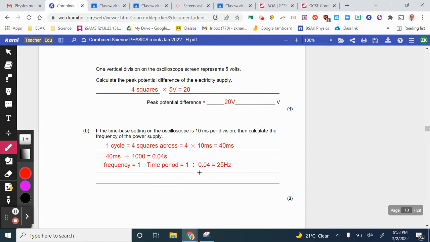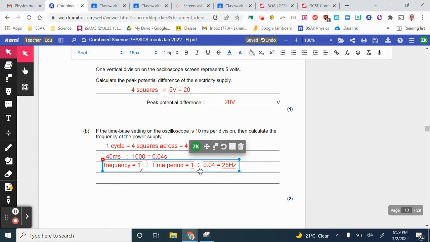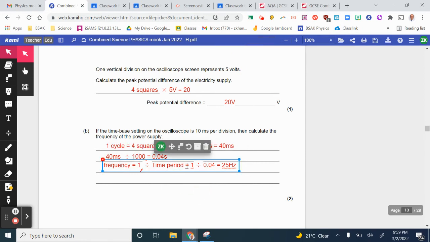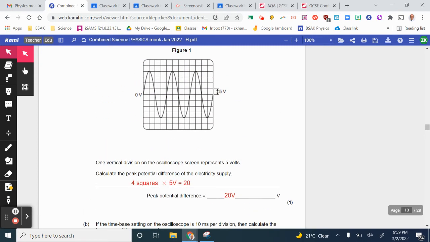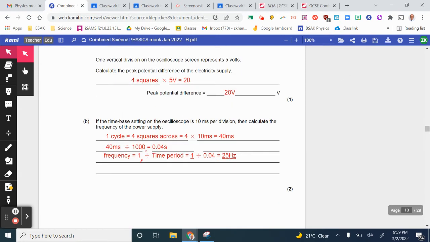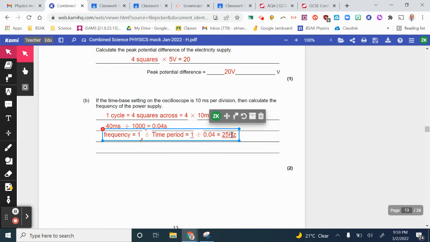And we know that the frequency is 1 divided by the time period. So we put a divide sign here. So 1 divided by the time period, 1 divided by 0.04 seconds, and that is 25 hertz. So the formula which we need is frequency is 1 over time period. From the oscilloscope display, we get the time period and then put it into the formula and get the relevant value for the frequency, and the correct unit is hertz, capital H, lowercase z.